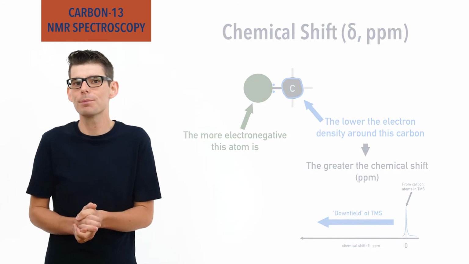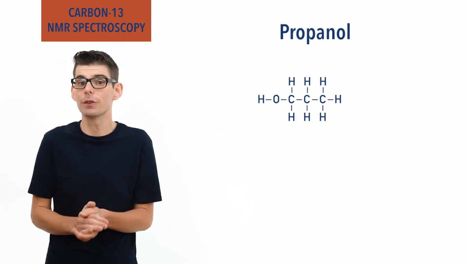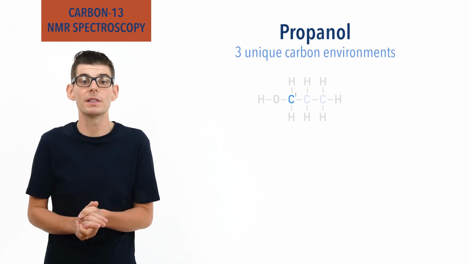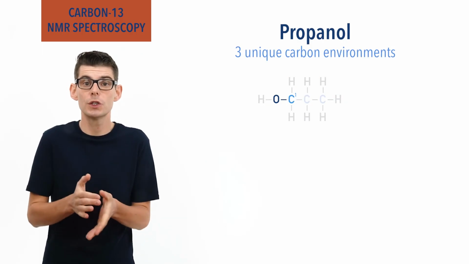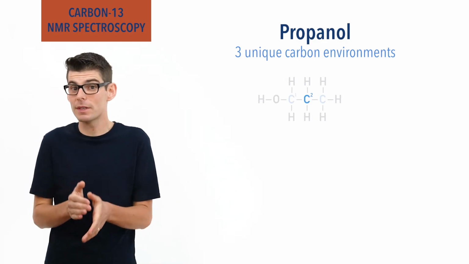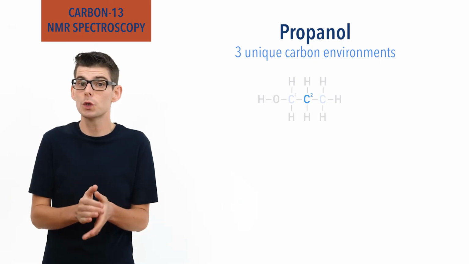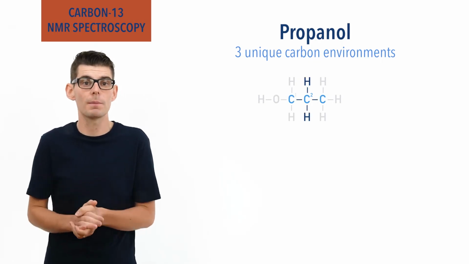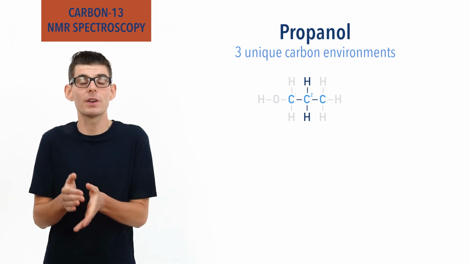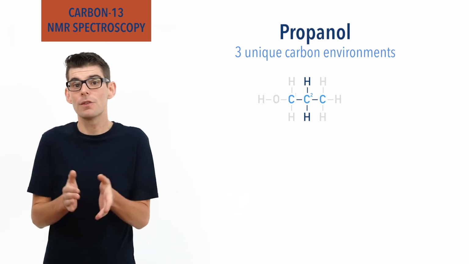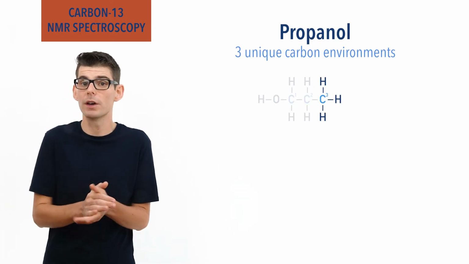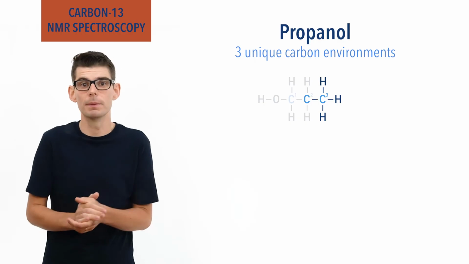For example, in propanol, there are 3 different unique carbon environments. In the first, the carbon is bonded to 1 oxygen atom, 2 hydrogen atoms, and 1 other carbon atom. In the second, the carbon is bonded to 2 hydrogen atoms and 2 other carbon atoms, one of which is the CH2OH group and the other a CH3 group. Finally, in the third unique environment, the carbon is bonded to 3 hydrogen atoms and the middle carbon.